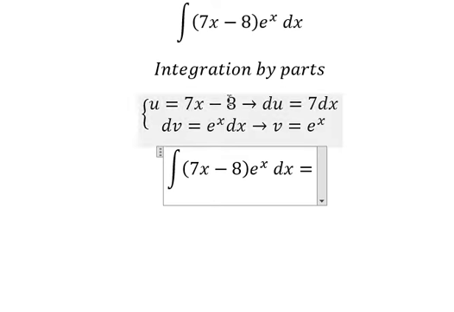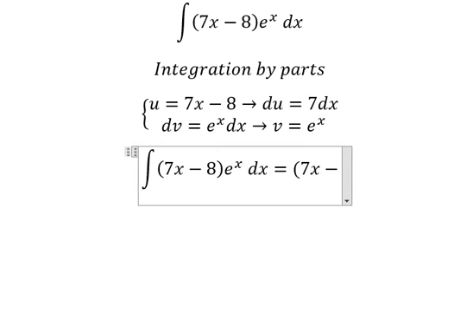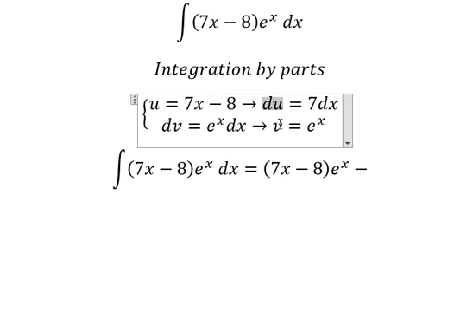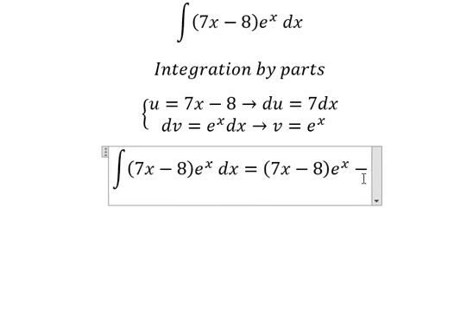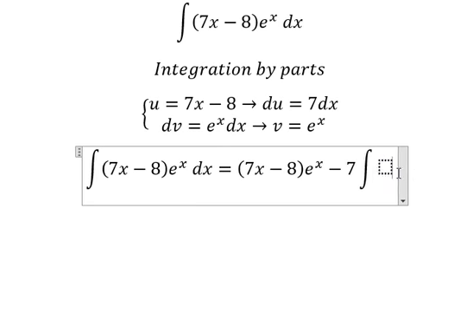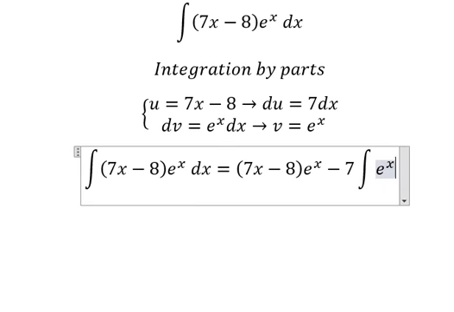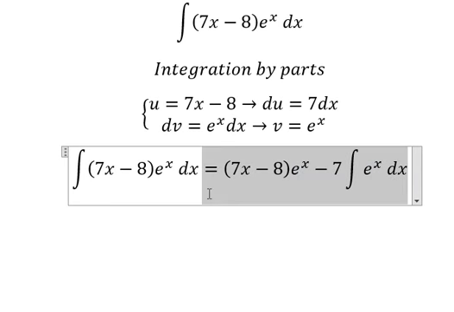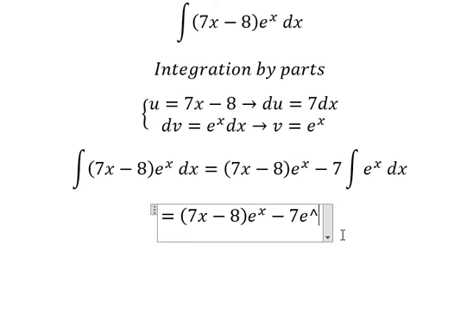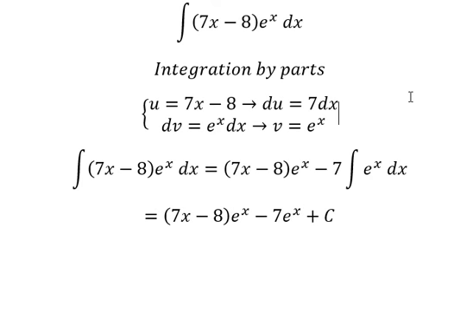So we have u multiplied by v, minus we have du multiplied by v, so we have the number 7, and we have the integration of e to the power of x dx. The integration of this one, we have e to the power of x, and I will put plus c. This is the end.